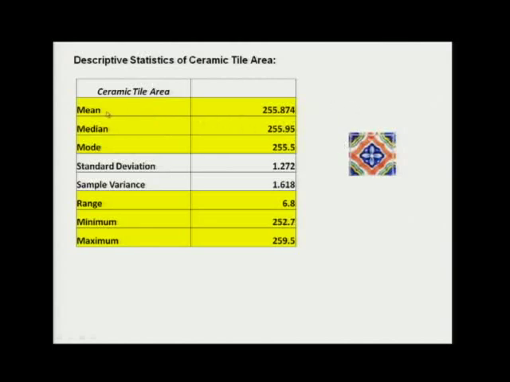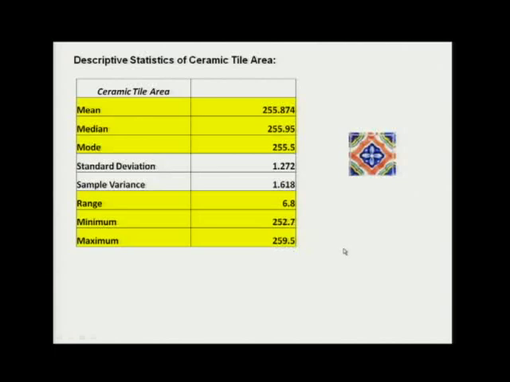And what we see here is the mean value, the median, and the mode. And you can see that the mean, the median, and the mode are very much the same, which, as we will discuss later on, simply indicates a very symmetrical distribution, or frequency distribution, of ceramic tile areas. We can also look at the range of 6.8, with minimum 252.7 and maximum 259.5.